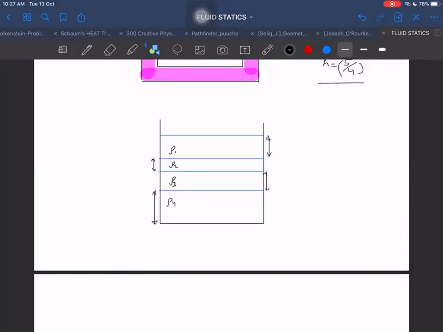If heights are given, we need y1, y2, y3. It will be just P naught plus rho 1 g y1 plus rho 2 g y2 plus rho 3 g y3 plus rho 4 g y4. Yes, like that it will be.